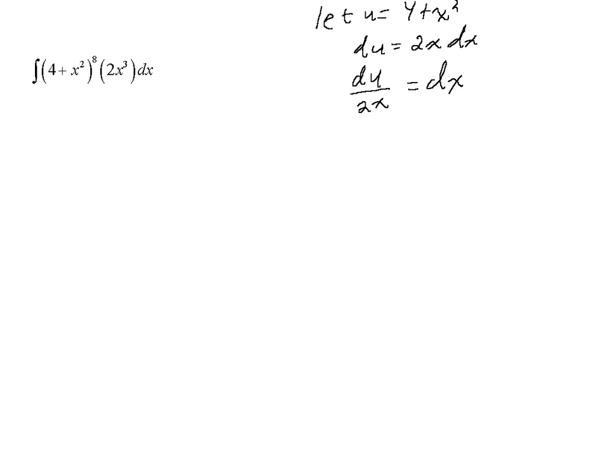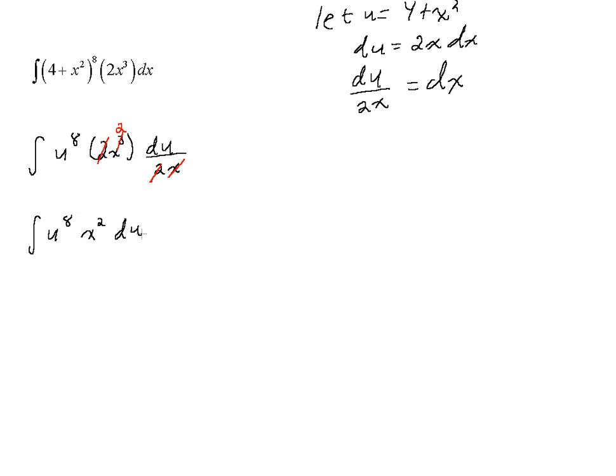So now we'll go over here and make our substitutions. 4 plus x squared is now u, and that was to the 8th power. And then we have 2x cubed. And then dx is now du over 2x. So now we'll make some cancellations. The 2's cancel. One of these x's cancel and leaves an x squared. So let me just rewrite that again. So we have u to the 8th times x squared du.